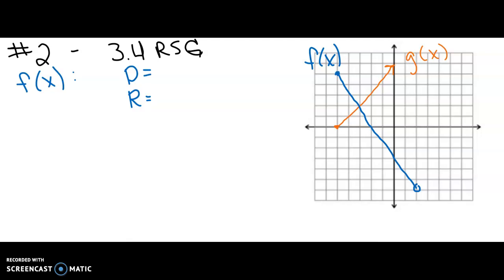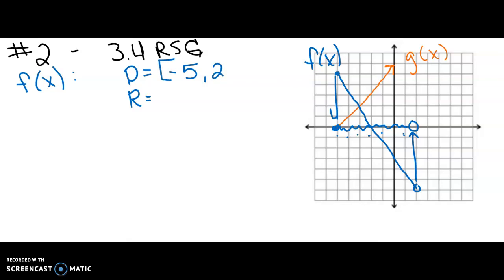So let's tackle domain first. Remember domain, we think about what x values are used. Our strategy was to make the pancake and smash it up against the x-axis. If you do that, it's going to cover all of these x values. We always write domain from lowest number, which is -5, to the biggest number, which is 2. And then think about your brackets.